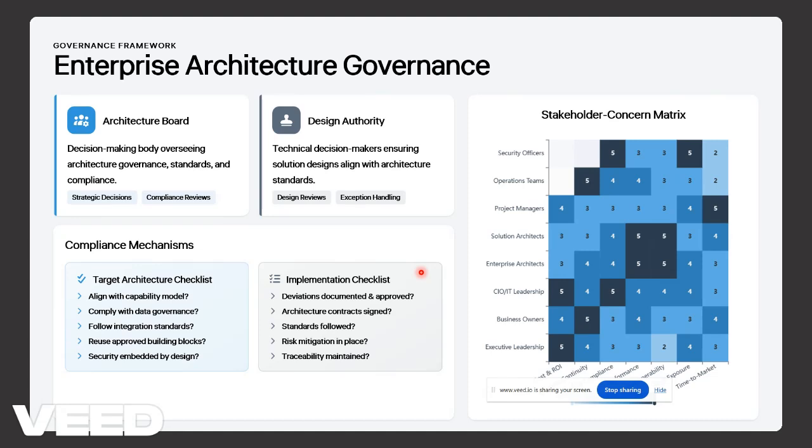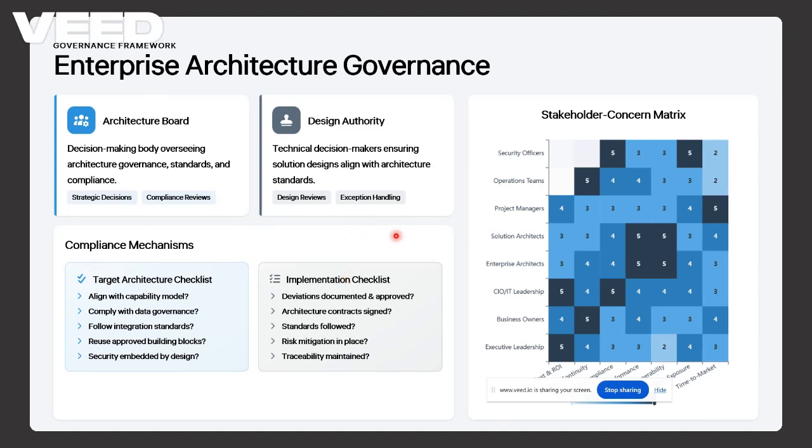Technical decision makers handle the design review expectations here. Now, compliance mechanism: how you should follow your target architecture checklist. First, align with the capability model, comply with the data governance, follow the integration standards and approved building blocks. We use the approved building blocks. Security is embedded within the designs. You should follow the target architecture checklist.